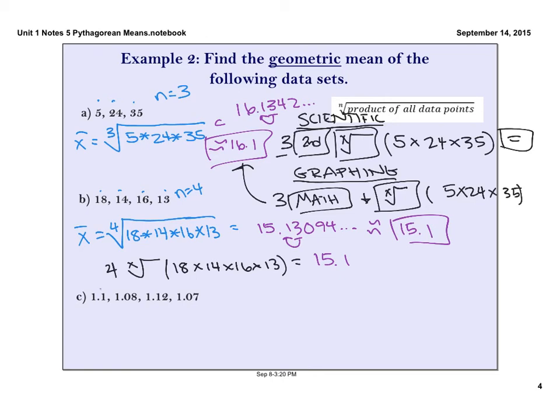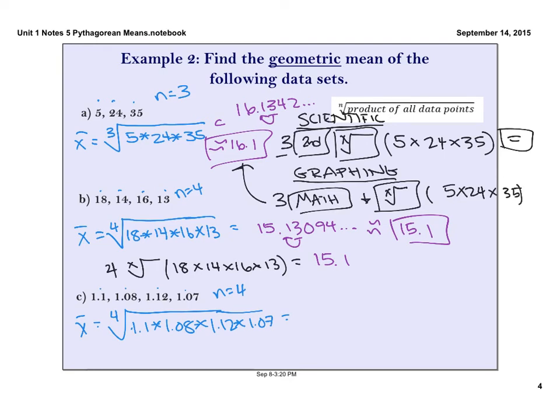All right, one more practice of this one. 1, 2, 3, 4. So my n is 4 again. I have my mean is equal to the 4th root of 1.1 times 1.08 times 1.12 times 1.07. I'm going to type that in. 4th root. So I hit the 4, I hit math, I go down to option 5, or if you're using a scientific, you do second and the caret key to get that x with a radical sign. Now underneath, 1.1 times 1.08 times 1.12 times 1.07.